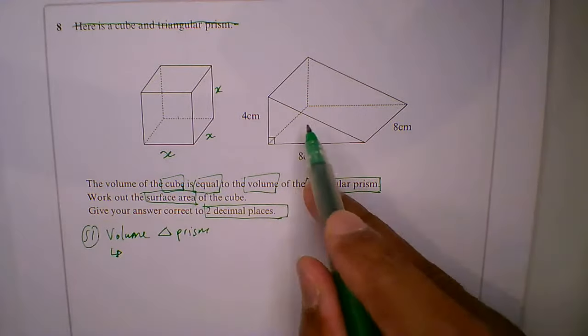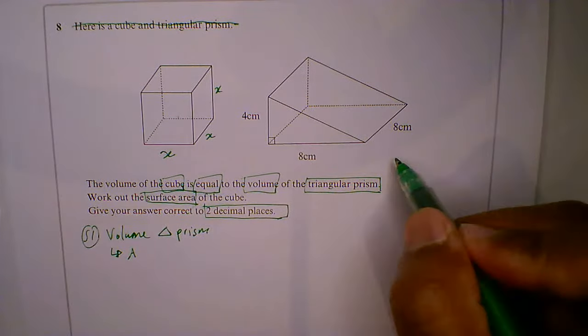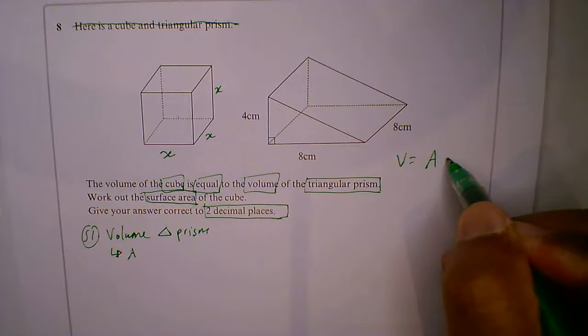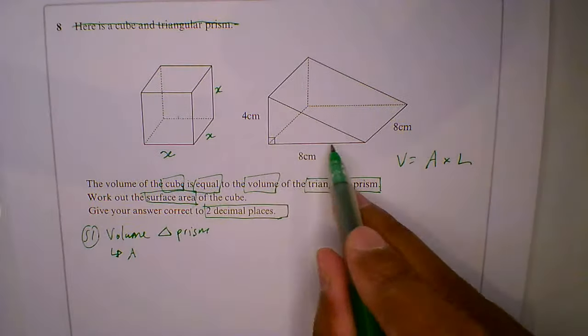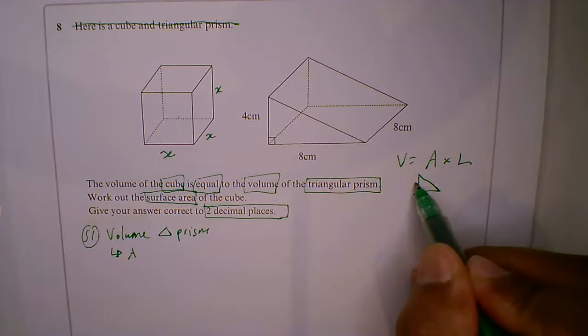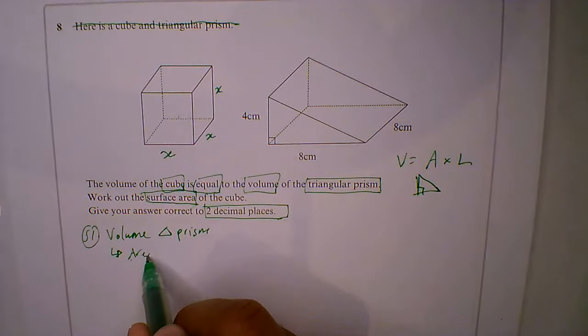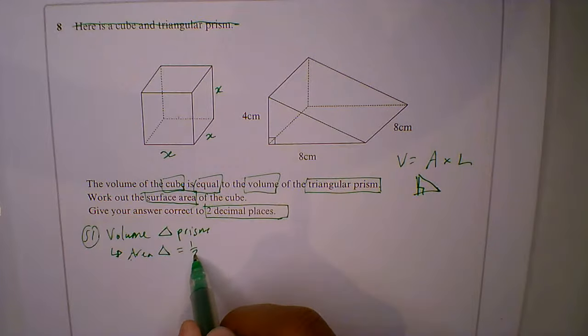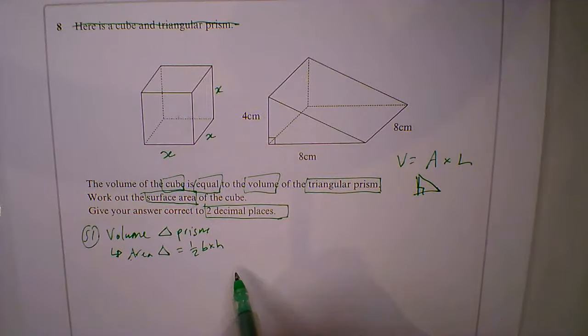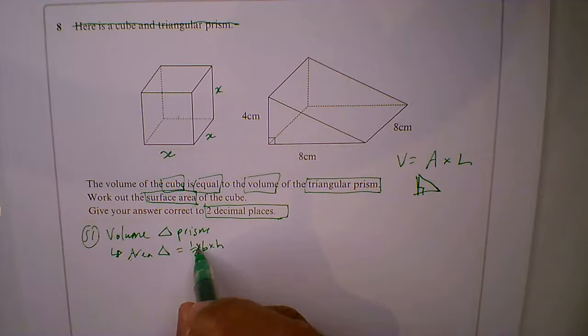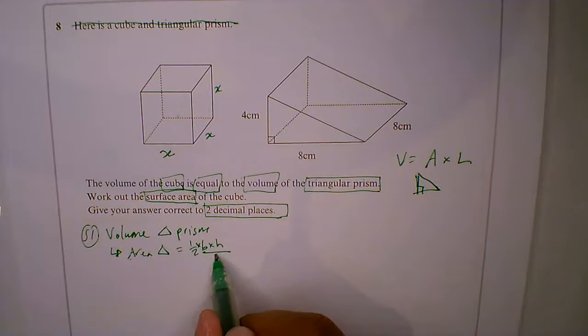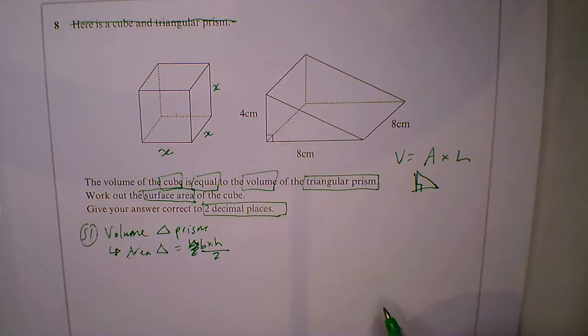Now volume is area. Volume equals area times by length. So here this area is a triangle, so it's area of a triangle. Area of a triangle equals half base times height, or base times height divided by 2. Let's do it like that. Base times height divided by 2 is easier to see. So once I find that, I then multiply this by the length. So I've got that step 1.